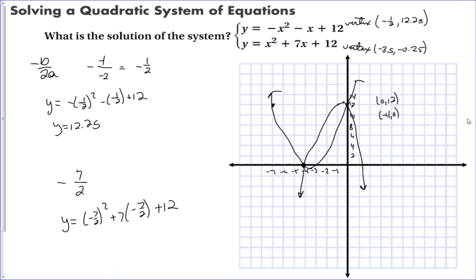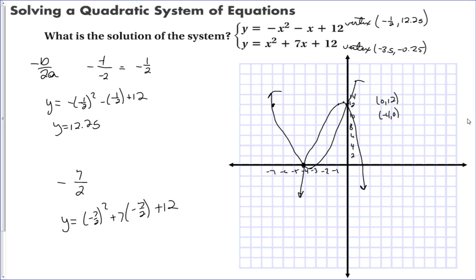All right? So that's how you solve them by graphing. You simply graph them either by hand like we just did, or you can graph them on your calculator and use the intersect feature. But all you do to find the solutions is look to see where both graphs cross.